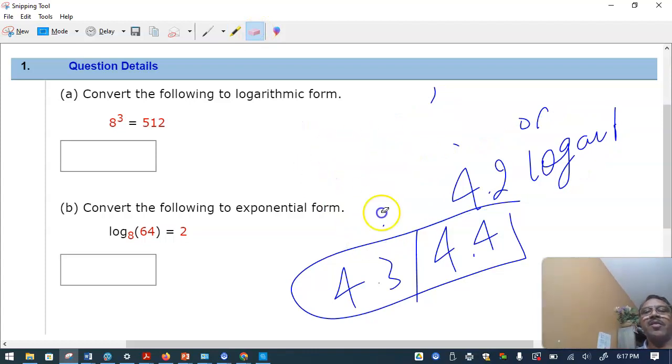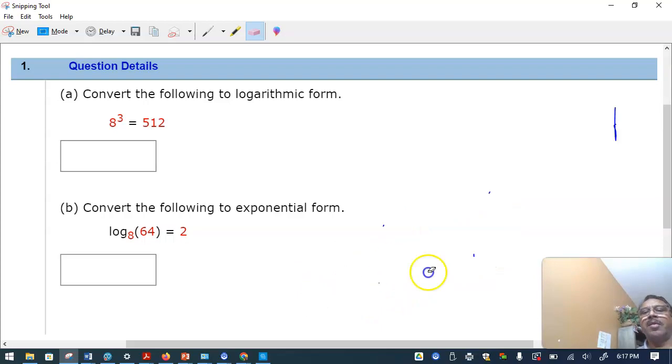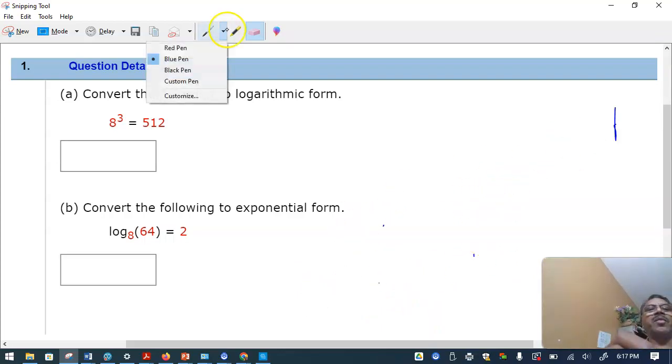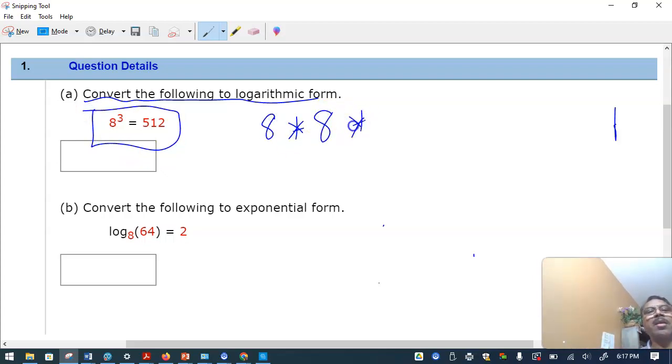Now, the very first problem, let's see, is basic fundamentals of logarithm. What is given is convert. You're supposed to convert the following to logarithmic form. So you're given 8 raised to 3. It means you're multiplying 8, 8, 8, 3 times to give 512.